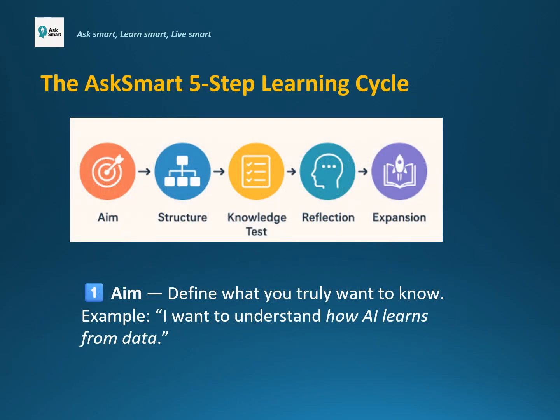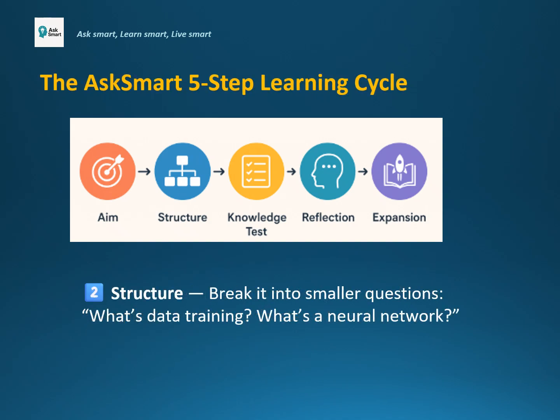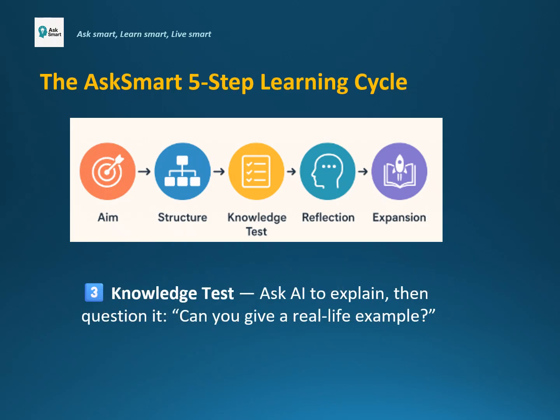The AskSmart 5-step learning cycle. Step 1. Define what you truly want to know. For example, I want to understand how AI learns from data. Step 2. Structure. Break it into smaller questions. For example, what's data training? What's a neural network?